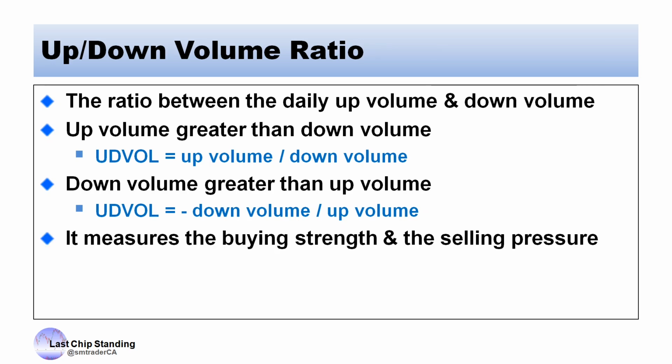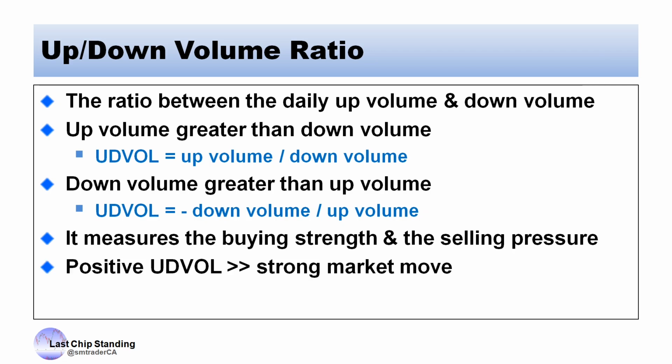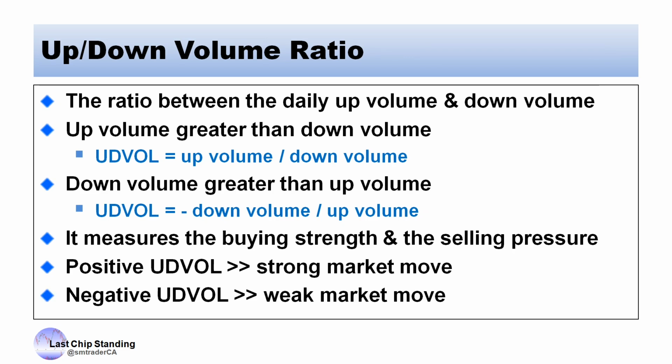This indicator monitors the buying strength and the selling pressure. Positive up-down volume ratio means strong market move. The higher the value, the stronger the move. And negative up-down volume ratio means weak market move. The more negative the value, the weaker the move.